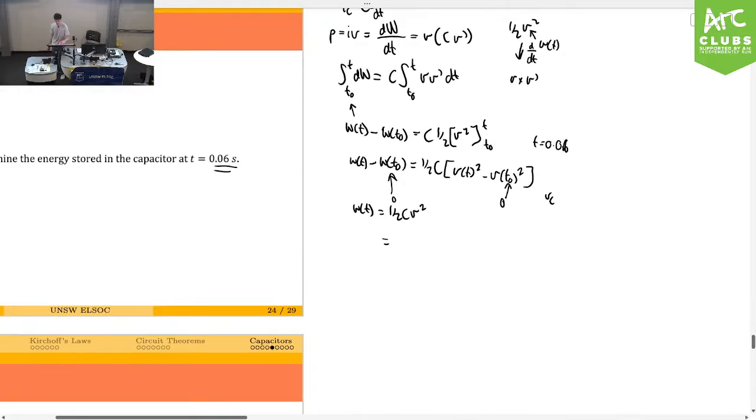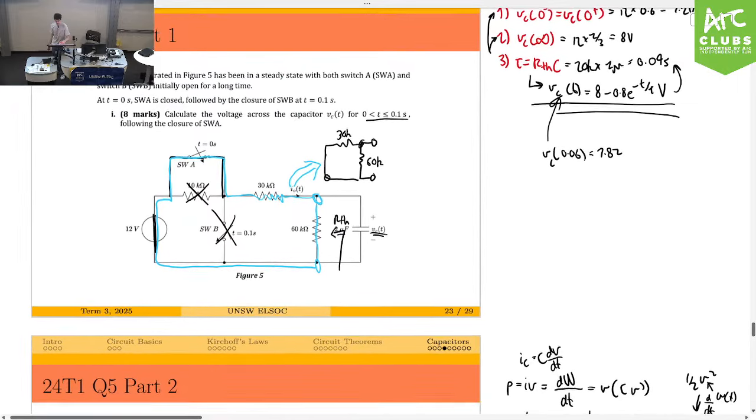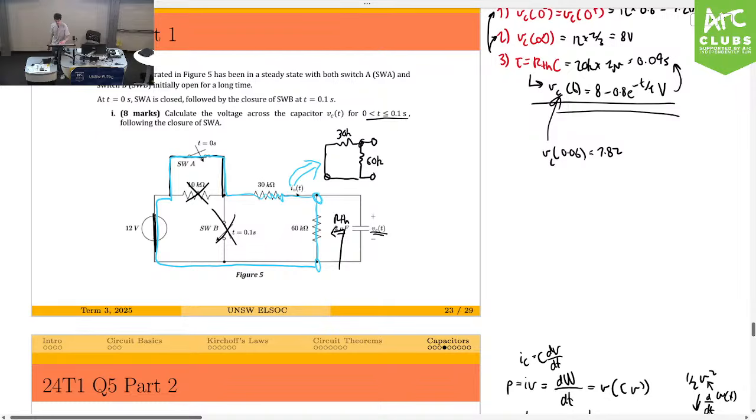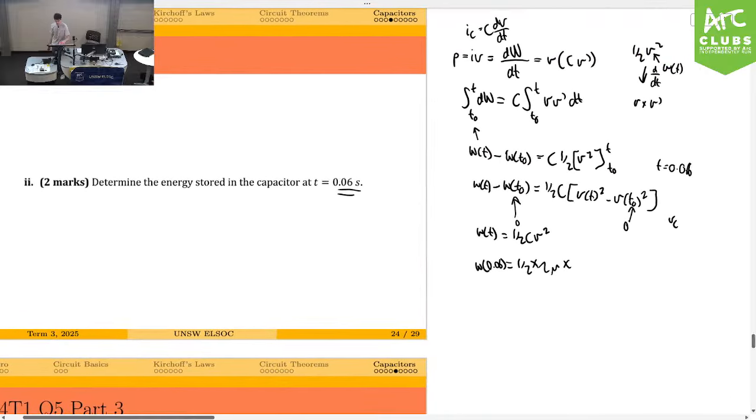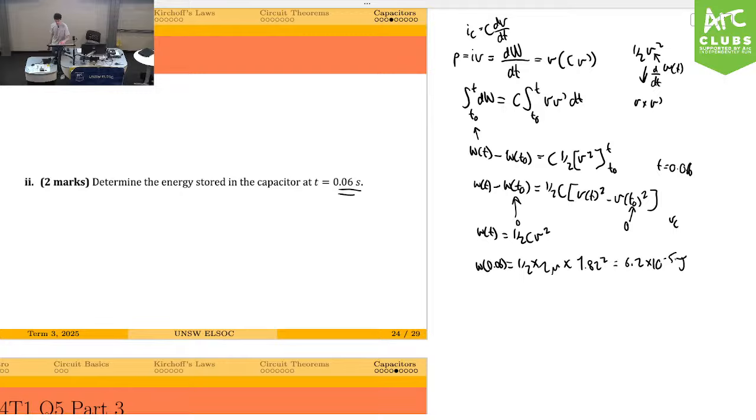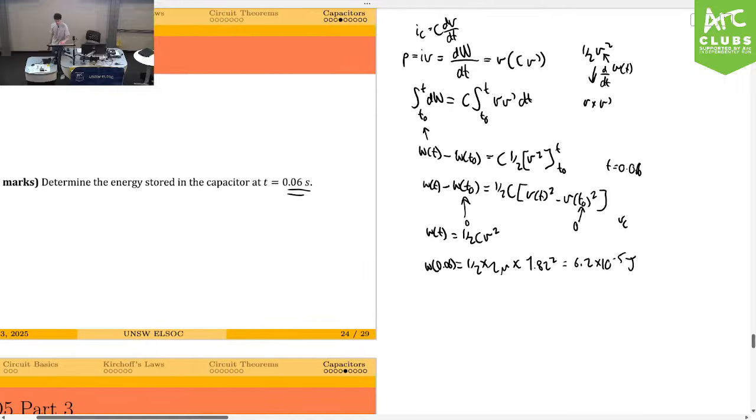So what I get is that work at 0.06 is half times, what was the capacitance? Oh, I've obscured it. I think it's 2, yeah, 2 micro, 2 micro times 7.82 squared. And off memory, I think I got something like that. Was that it? Yeah, that's about right. So you get about 6.2 times 10 to the negative 6 joules.